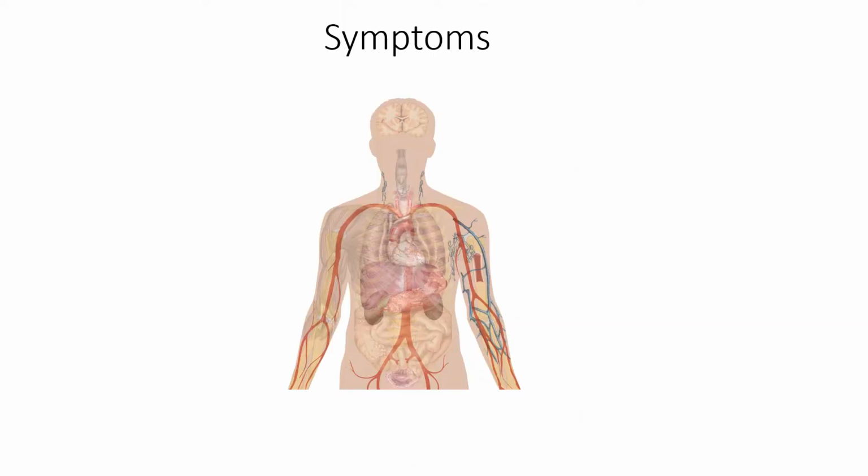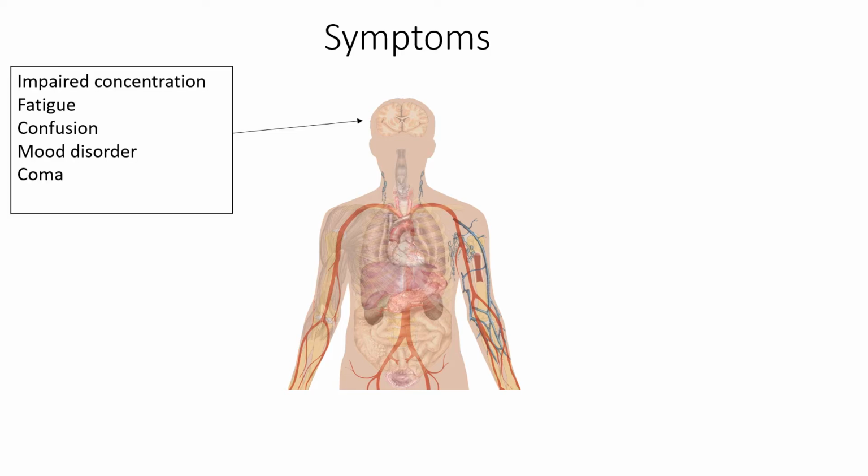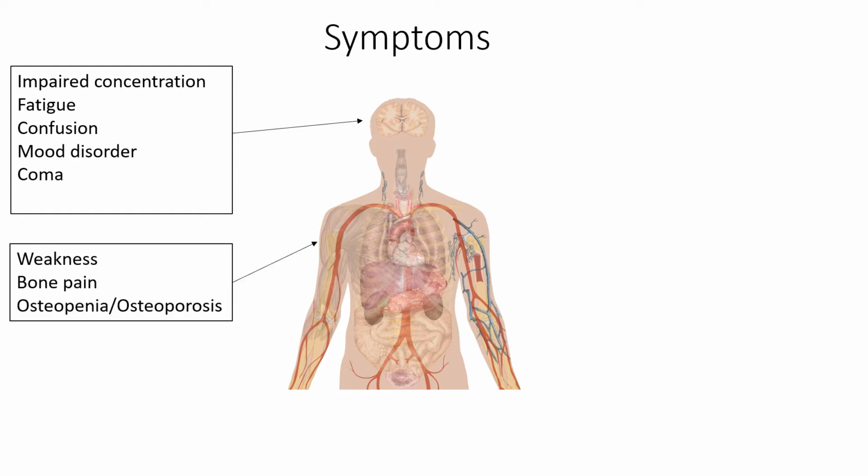At med school, many of us will have been taught the classic acronym Bones, Stones, Moans and Groans as a way to easily remember the symptoms of hypercalcemia. We're going to go for a slightly more in-depth approach here. So we're going to consider the neurological symptoms, which range all the way from impaired concentration through confusion and mood disorders all the way up to coma. When we look at the musculoskeletal system, we have weakness and bone pain, and osteopenia and osteoporosis. And it's not unusual to see fractures in this situation as well, especially in the elderly.